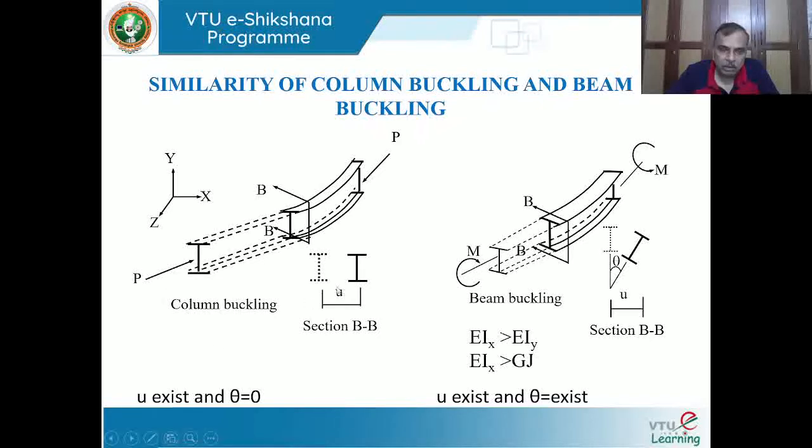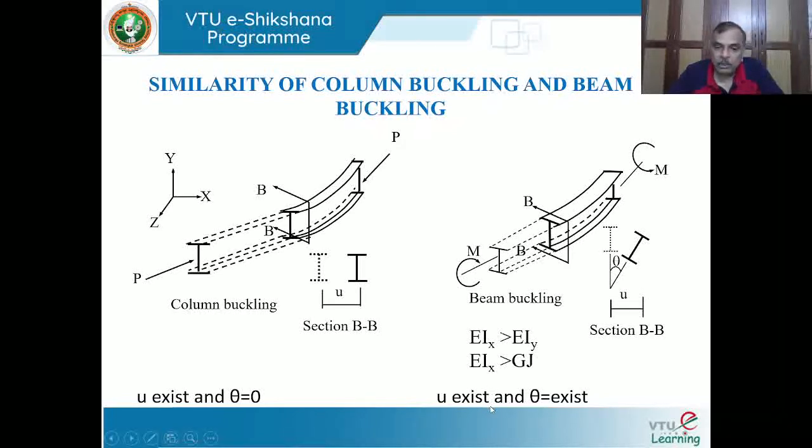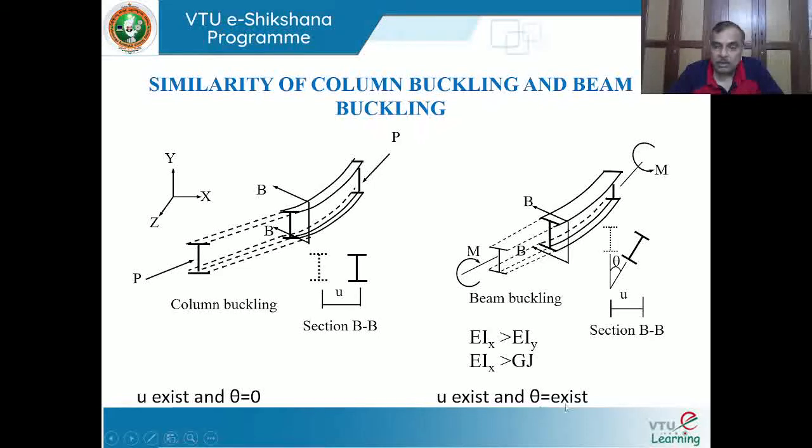So column buckling leads to horizontal movement, whereas in beam buckling, where there is a lateral torsional buckling effect, we notice a vertical effect initially, and then the vertical and horizontal effect, and later the theta effect also creeping in. With that, all three movements come into the picture in beam buckling. In column buckling, U exists but theta is zero. In beam buckling, it is not only horizontal; you also have some movement in the vertical direction, and theta also exists.